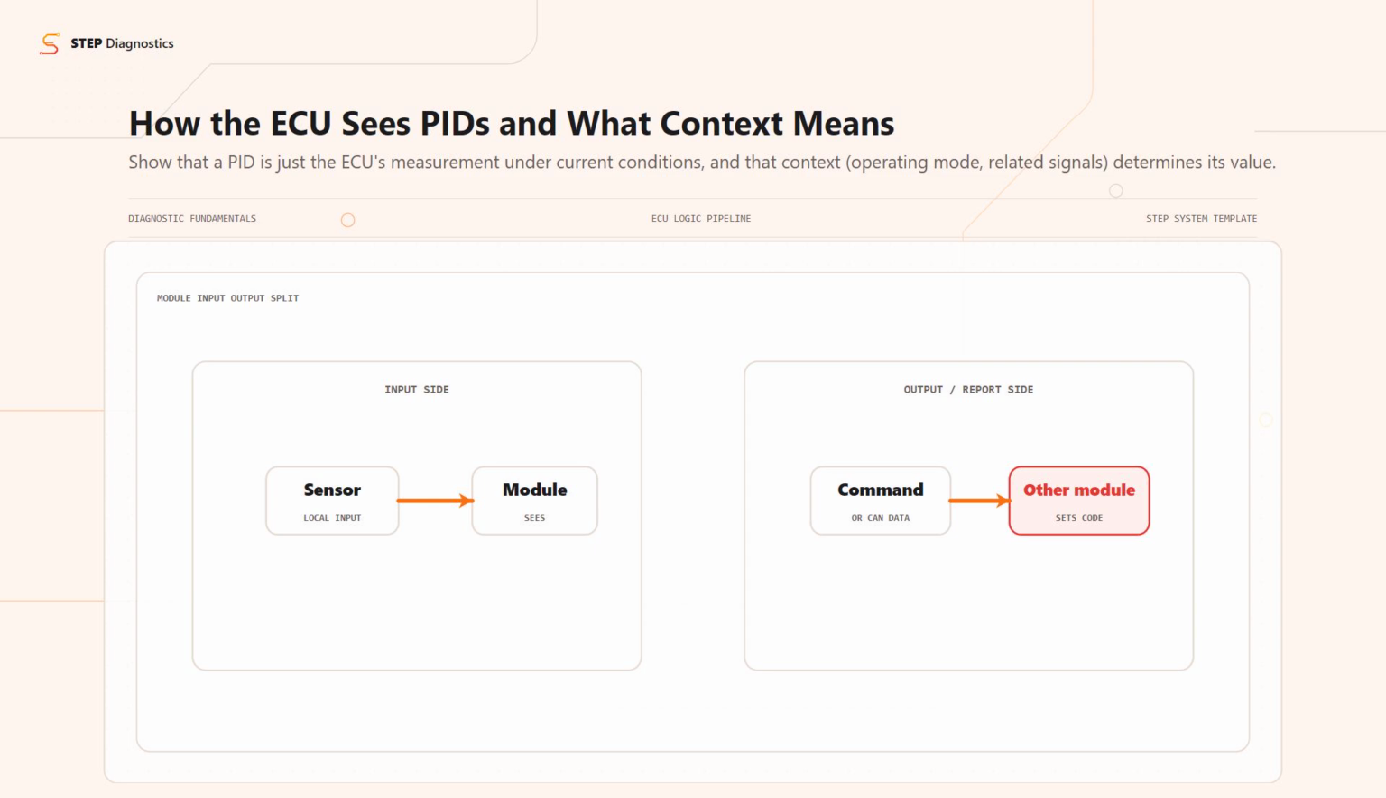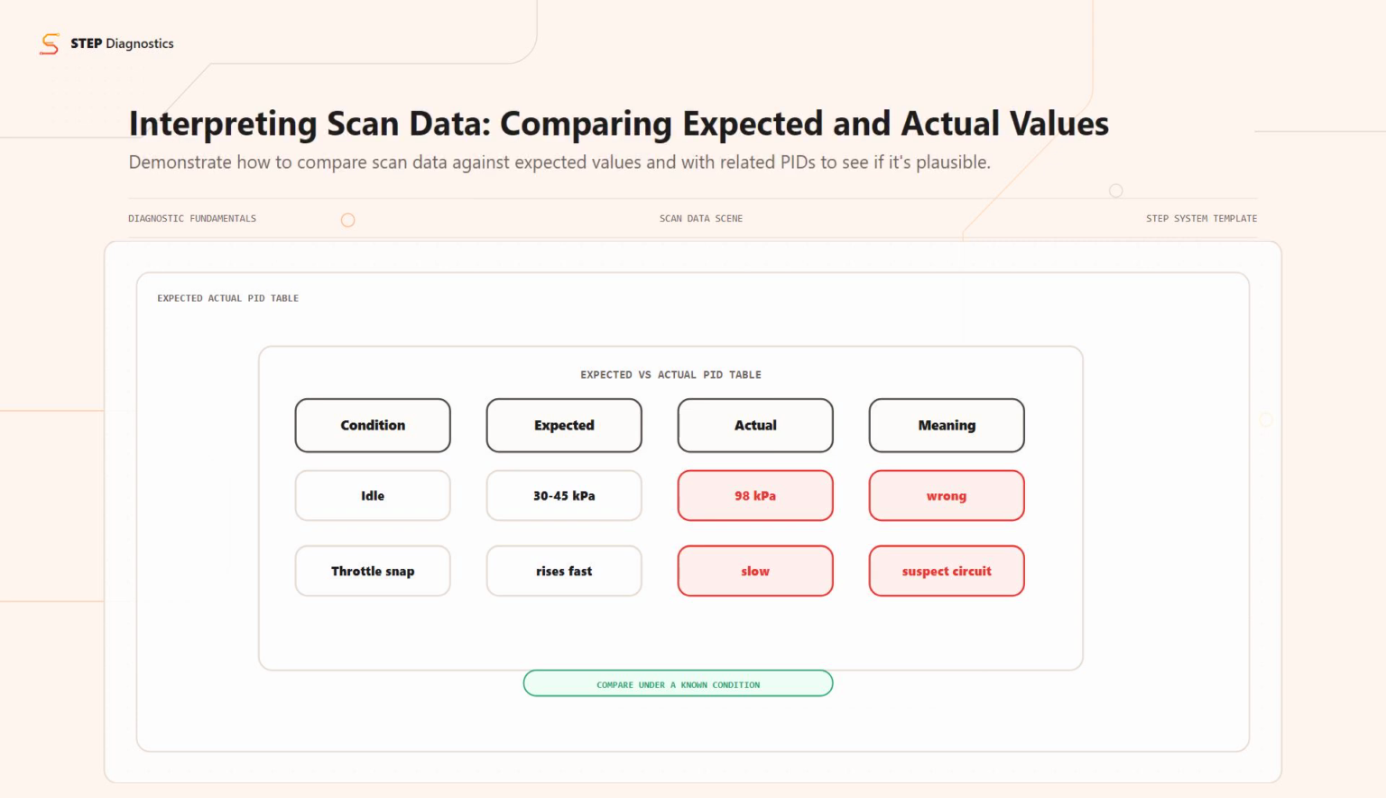and related data. To trust a PID, compare its value to what you expect under current operating conditions, such as temperature, engine load, or sensor correlation. For example, if intake air temperature reads below freezing on a warm day, or throttle position doesn't match pedal input, something is wrong. Compare this suspicious PID to related signals or direct measurements to avoid jumping to conclusions.